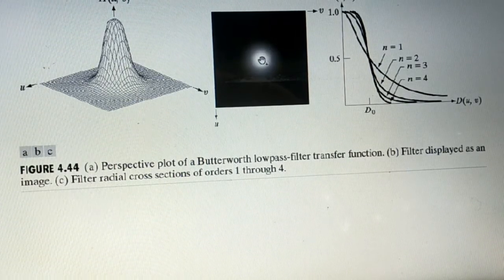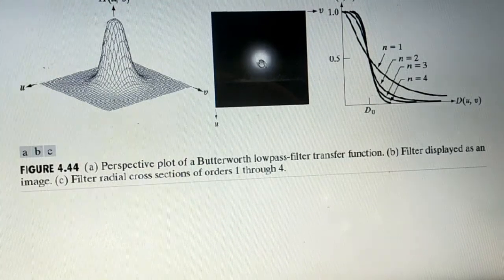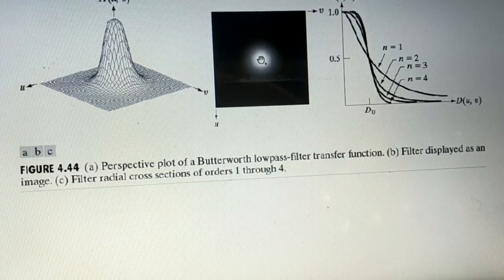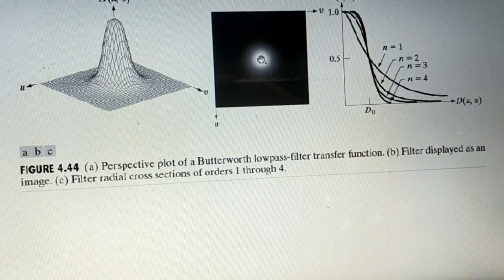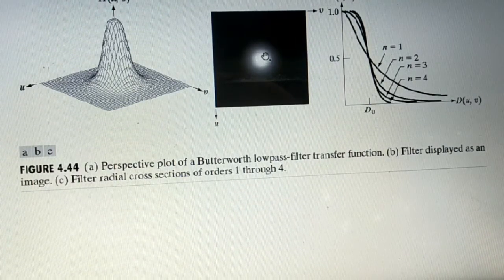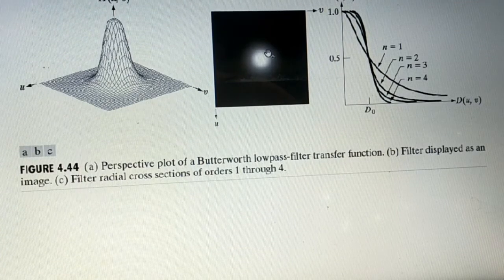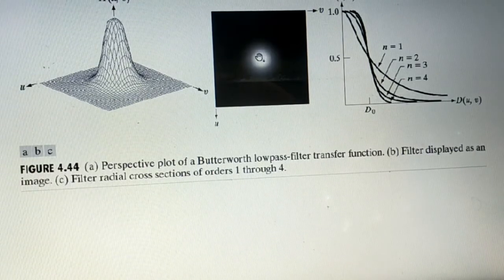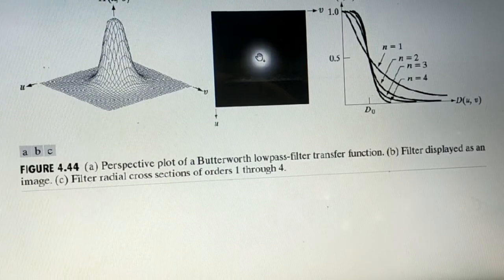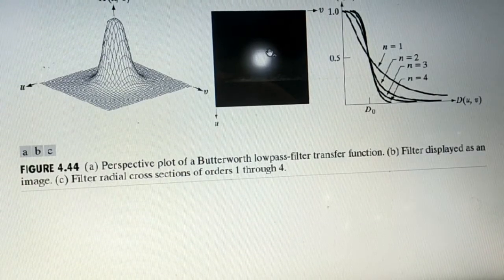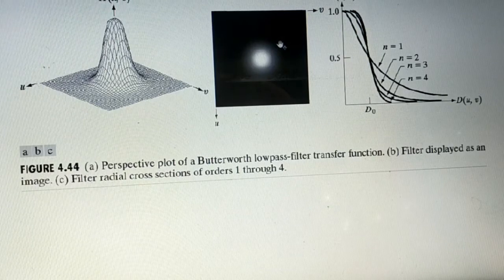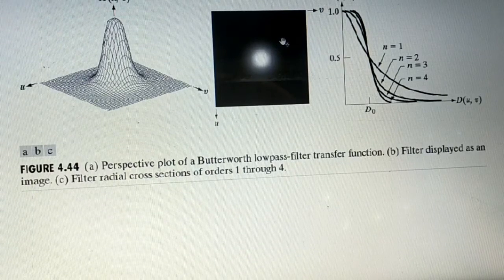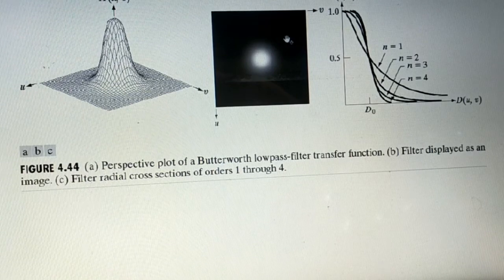So as we move away from the center of the UV plane, the center represents the zero frequency, that is, the point P by 2 comma Q by 2 represents zero frequency. As we move away from the zero frequency radially to higher and higher frequencies, the gain is decreasing. That is quite obvious. As we see on the plot, the intensity is decreasing as we move radially outwards. As we move away from the center, it is getting darker.